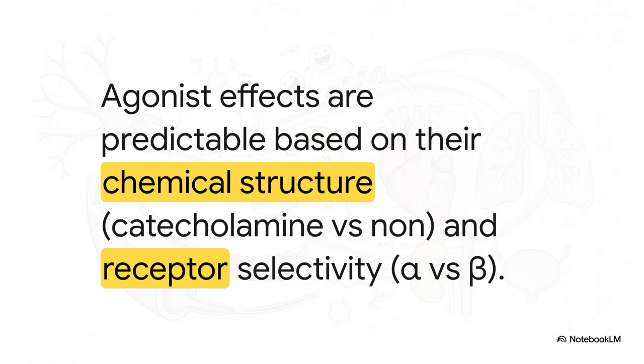So when you put it all together, what's the big takeaway? It's this. The effects of these drugs are not random. They are incredibly predictable. If you understand just two things, their chemical class and which receptors they target, you can pretty much figure out what they're going to do, what they're used for, and even what their side effects will be. It's a really logical system, not just a bunch of facts to memorize.